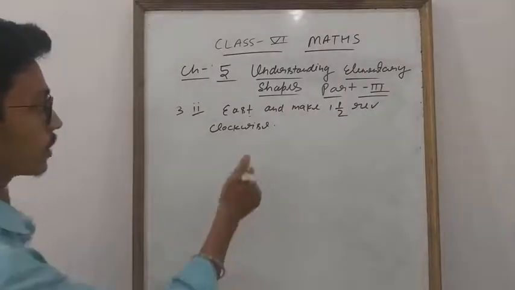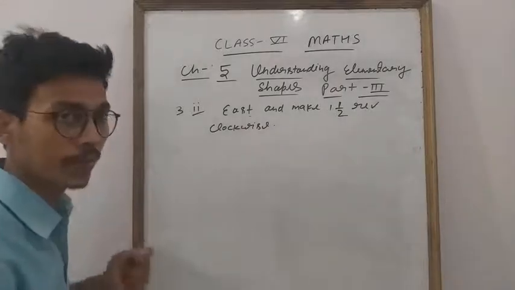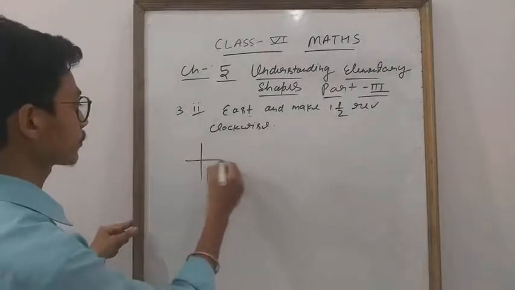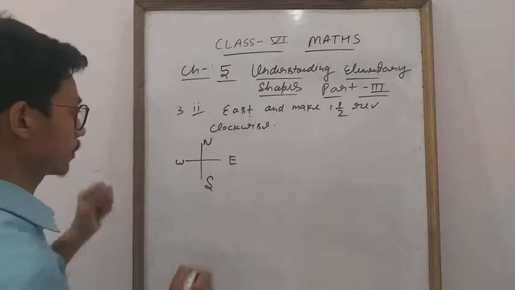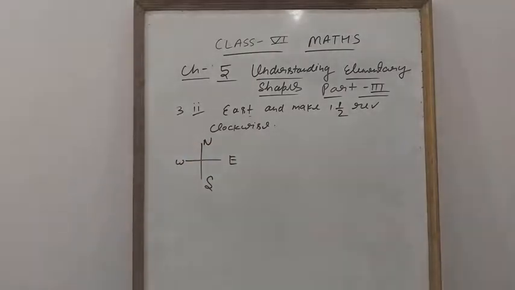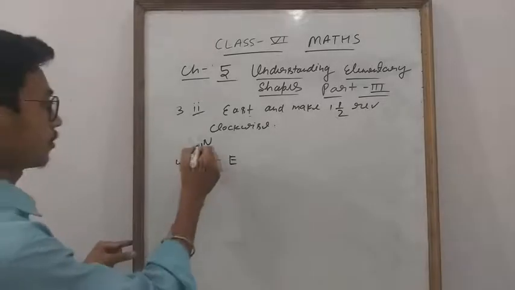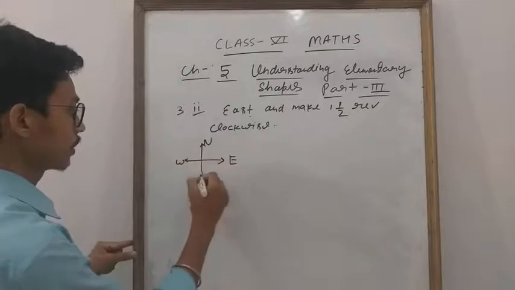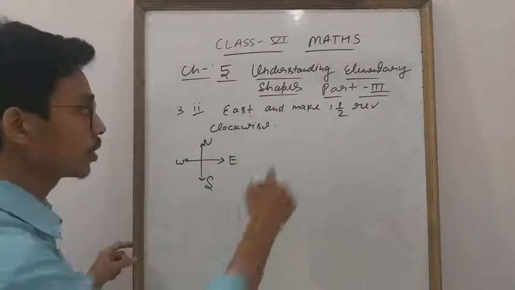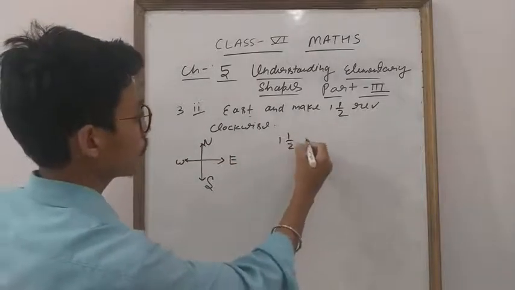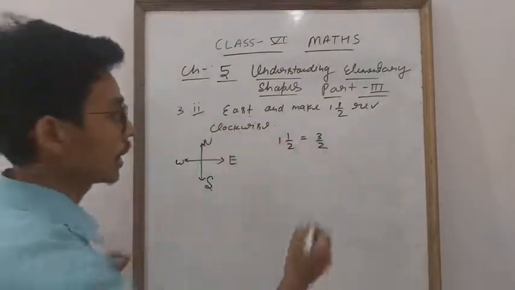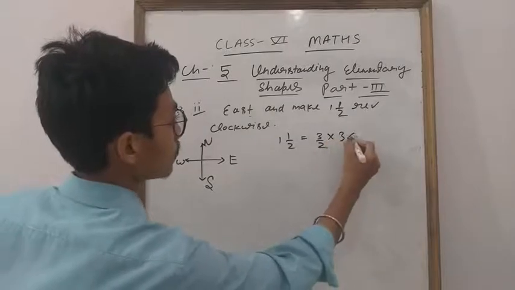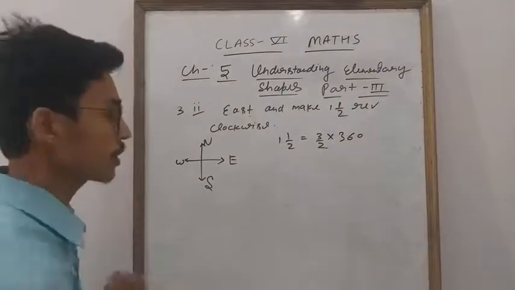See, it is given: east, make 1 whole 1 by 2 revolution. First we will make the diagram: east, west, north, south. This is very important. Now the second thing is, we will solve what is given. All are 90 degrees, everyone knows. So 1 whole 1 upon 2 means 3 upon 2. You know that 2 1s are 2, 2 plus 1 is 3, so 3 upon 2 into revolution. 1 revolution equals 360 degrees.